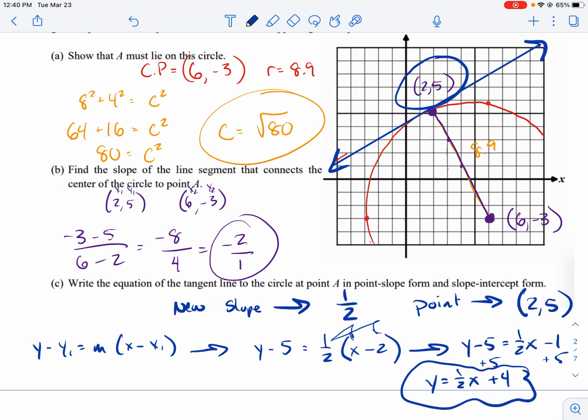Which, as you can see, a y-intercept, if my graph was drawn correctly, would go right through that point right there. So I'm pretty satisfied. That looks pretty good. So here's both of our answers right here. Okay, let's go on to the last problem.